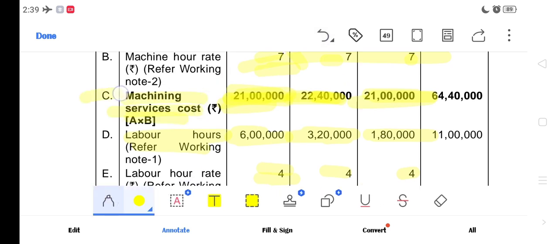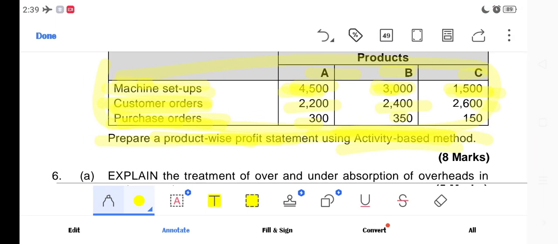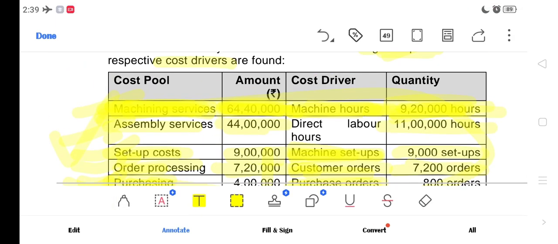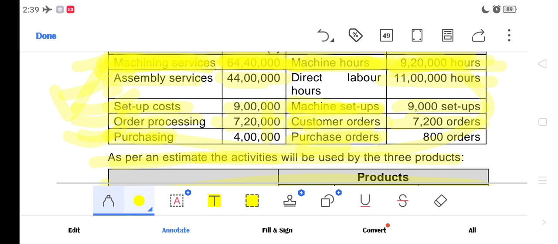machine service cost, C. These five things which are highlighted in the dark letters, those totals are themselves the overhead expenses, guys. Just remember that. See here, I have told you, under overheads these five are going to come. So machine services, assembly services, setup cost, order process, purchasing, these five are going to come under overhead expenses.